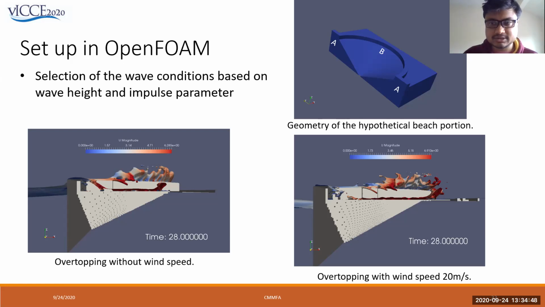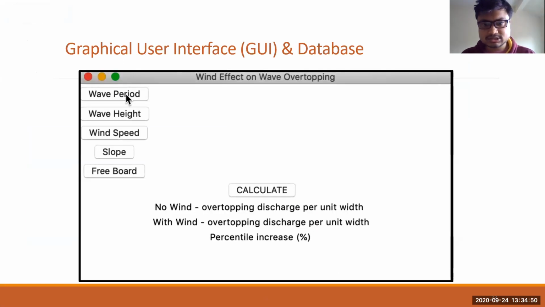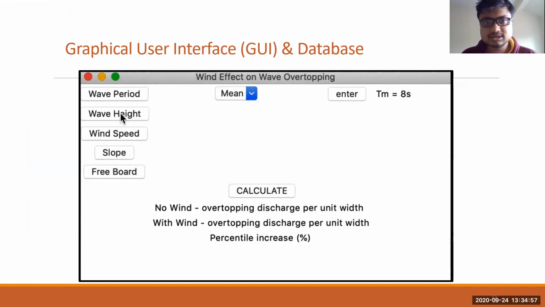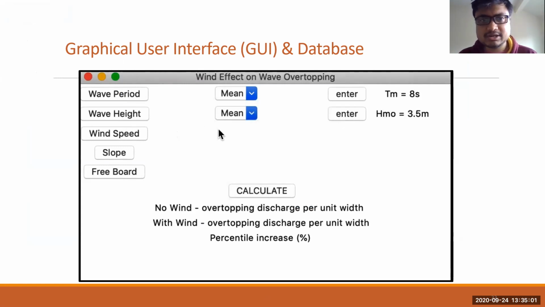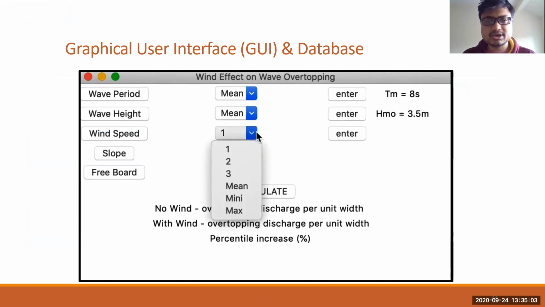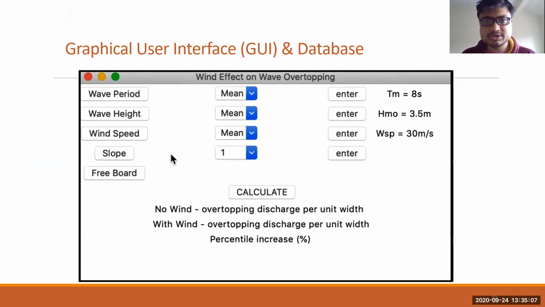Lastly, this is just a small demo of the graphical user interface, which links the user's request with the database we are developing. This database is not very comprehensive yet, but it has a fair range of input parameters that the user can choose to understand the wind effects on the overtopping discharges.